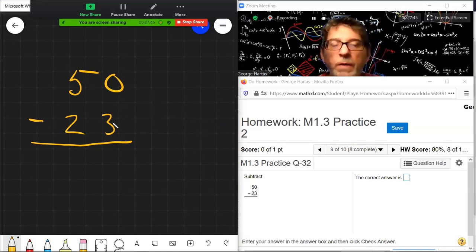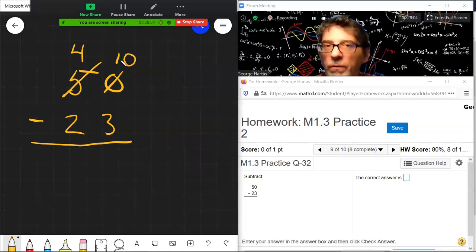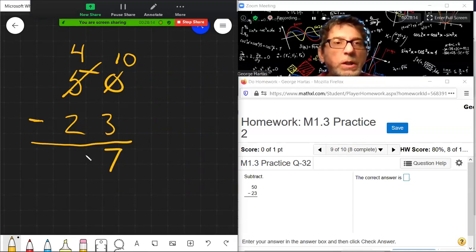The 0 is too small for the 3, so we have to borrow from the next digit over to the left. So we have to slash the 5 out, and the 5 becomes a 4 because we're going to borrow 1. The one that we borrowed goes in front of the 0, so the 0 turns into a 10. 10 minus 3 is 7. 4 minus 2 is 2. So our answer is 27.